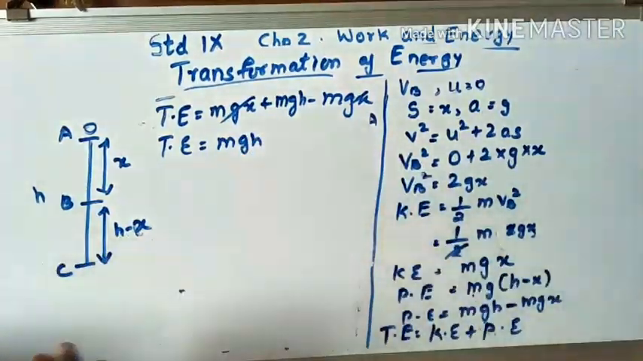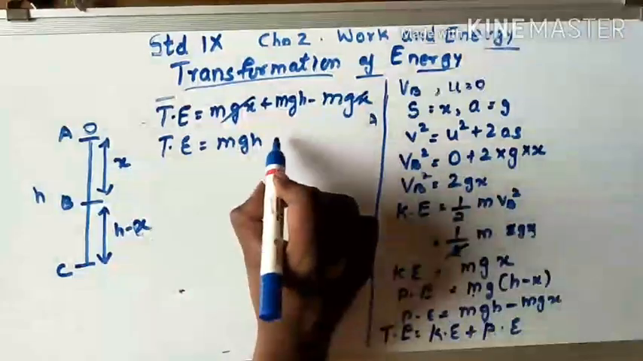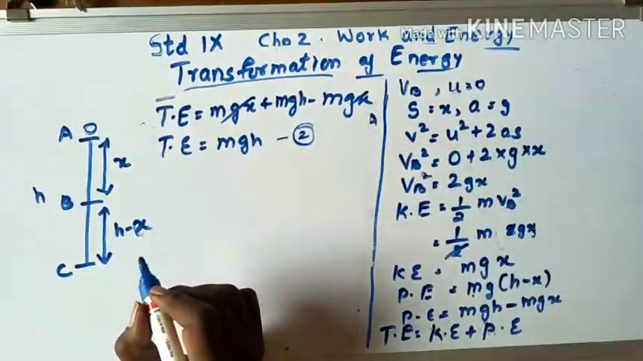In the previous one also you got the total energy as mgh, and in this also you got the total energy as mgh, which we call equation number 2.